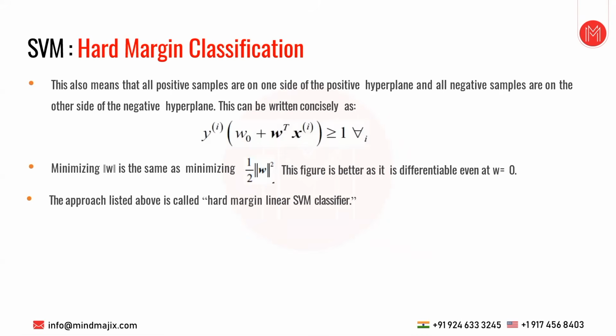This also means that all positive samples are on one side of the positive hyperplane and all negative samples are on the other side of the negative hyperplane, and this can be written compactly as mentioned here. Minimizing the magnitude of weight is the same as minimizing one half W square. This form is better as it is differentiable even at W equals 0. The approach listed above is called the hard margin linear support vector classifier. That's how a hard margin classifier works in a support vector machine.